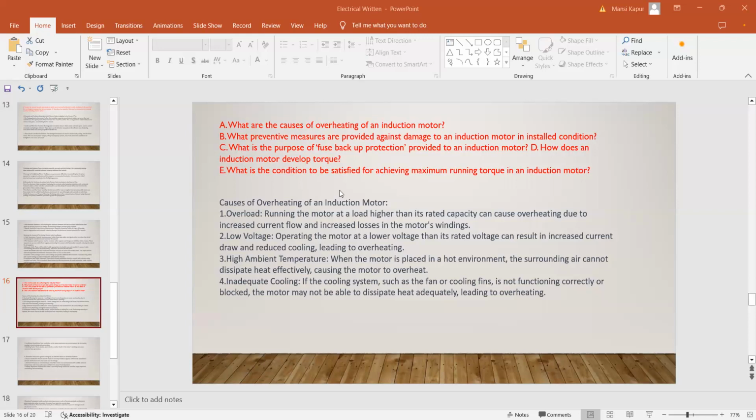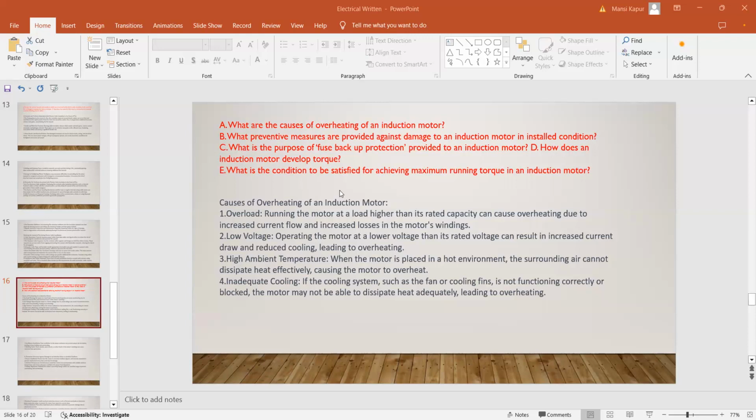Suppose you are running a purifier which is belt driven, and the belt is too tight and you started the purifier, the current will be very high, right? Your purifier brake is engaged and you started the motor. What will happen? Load will increase, correct? Yes. Okay. So the causes of overheating of the induction motor, the first one is overload.